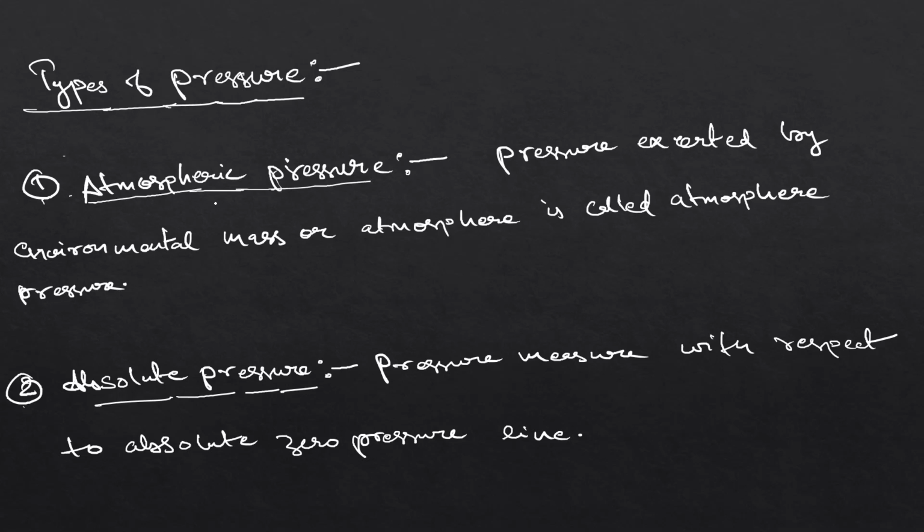First is atmospheric pressure. Force exerted by the environmental mass or atmosphere is called atmospheric pressure. And absolute pressure is defined as pressure measured with respect to the absolute zero pressure line.